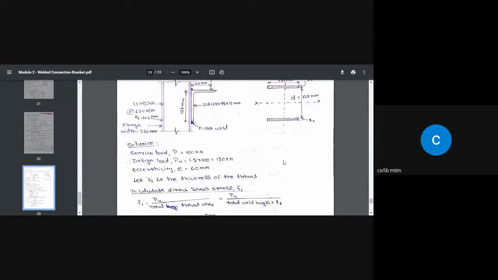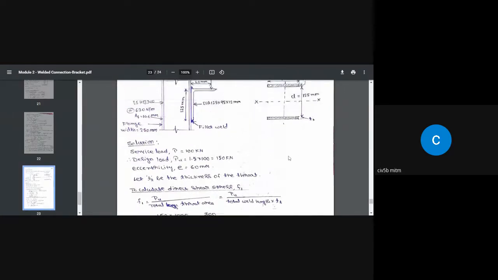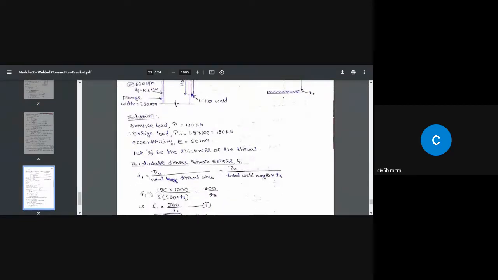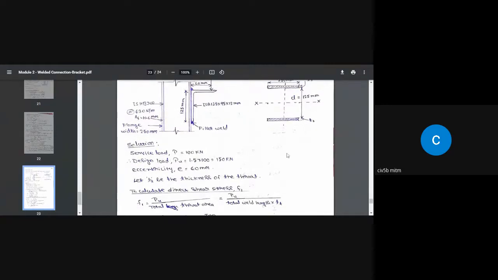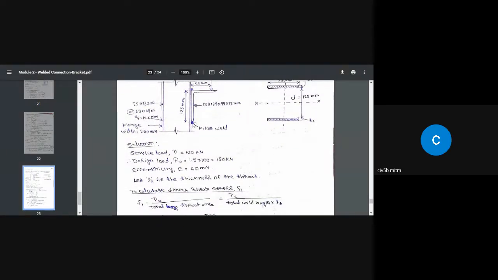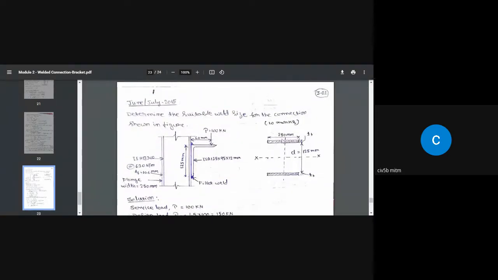Eccentricity is 60 millimeter. Again, we don't know the thickness of the weld. As usual, we are going to assume that the thickness of the throat is TT. Okay. And we are going to provide the weld here and of course here. So what is the width of the weld? That is 250 millimeter. Okay.